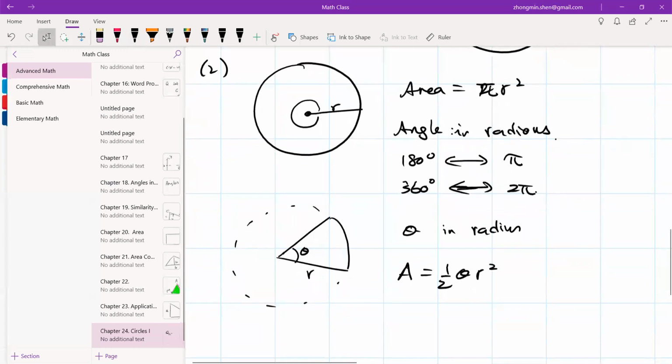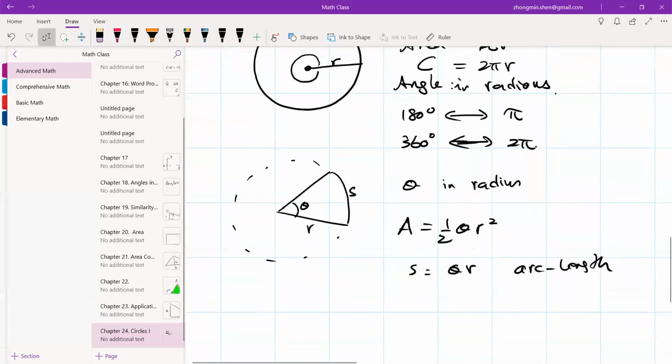And the same here, for the arc length. The circumference C is 2 pi r, and this time the arc length S is just theta r. We're trying to find the formula, right? For the complete circle, theta is 2 pi, so the arc length is 2 pi r. So we got this too. Then we are ready to do some problems.